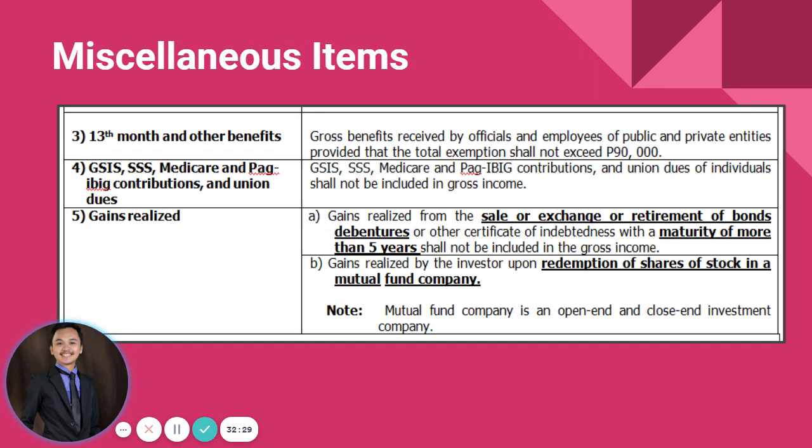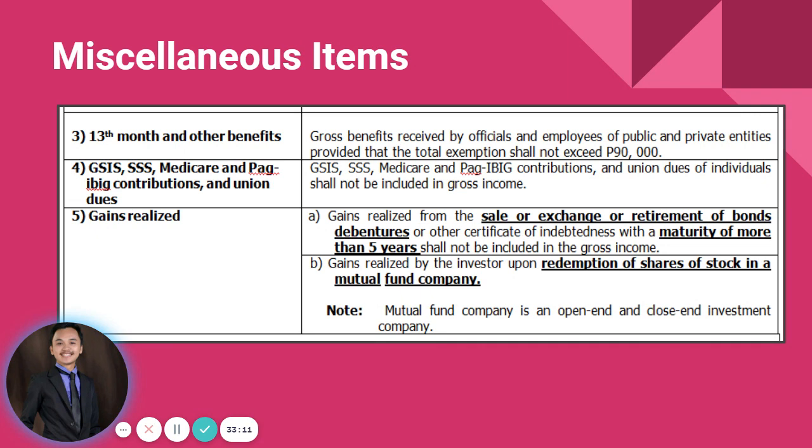Okay? So, talking about other benefits, what are other benefits, guys? So, si other benefits, we will be discussing that later on when we reach our discussion for de minimis benefit, because de minimis excess na mga income na excess de minimis benefit, guys, will be forming part of your other benefits. So, again, for the meantime, it's important for you to note as long as ang 13th month and other benefits ni employee does not exceed 90,000, then therefore, it will be exempted and will be excluded sa iyang gross income.